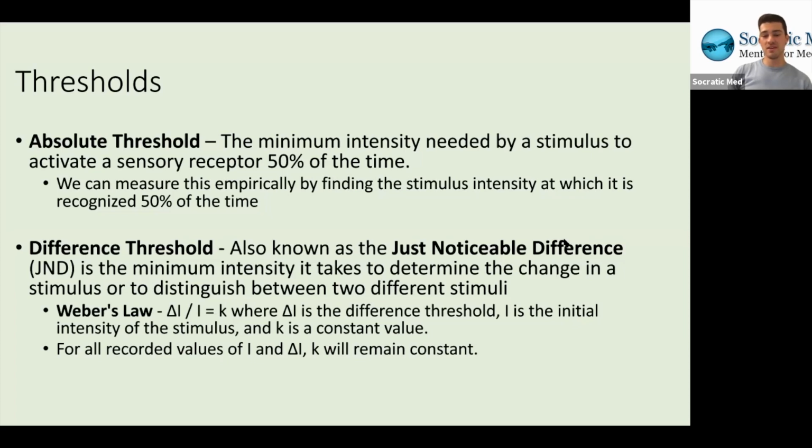So if you have the same thing, if you have those weights and you increase them, say instead of starting with 1 pound, you start with 30 pounds. That means that the delta I is going to change. But if you take that delta I and you divide it by the original I, that K value is going to be the same as if the I was 1, if the I was 10, if the I was 100.